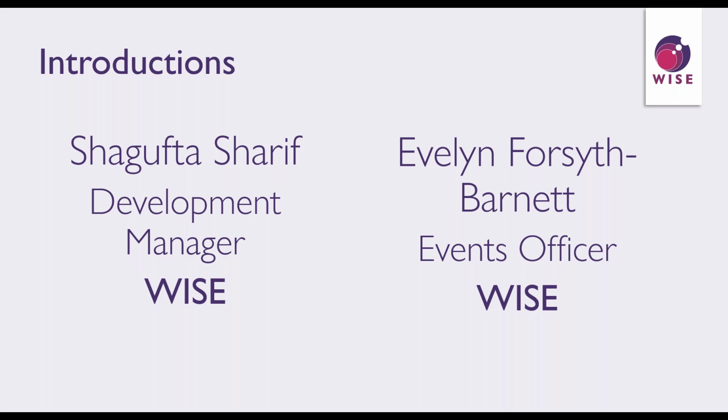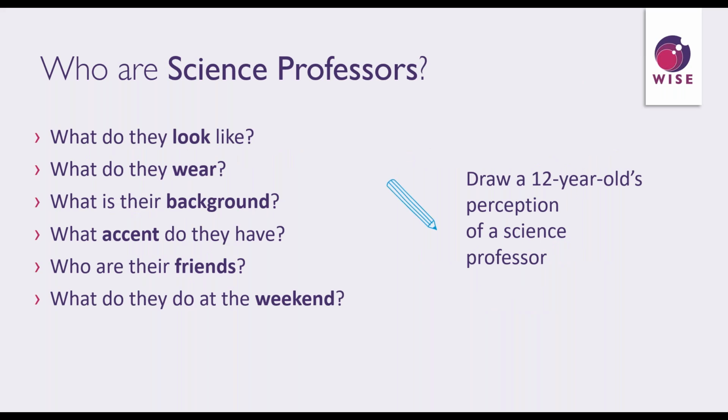So I'm going to start with a really short, quick activity. If you've got pen and paper next to you, I'd like you to draw. Imagine you're a 12-year-old and draw a perception of what a 12-year-old would think a science professor would look like. If you take yourselves back to when you were 12, you've probably never met a science professor at this stage. So imagine what they'd look like, what they'd wear, what their background is like, and sketch a really quick drawing, or even imagine it in your mind if you haven't got pen and paper to hand, what you imagine a science professor looks like when I say those words.